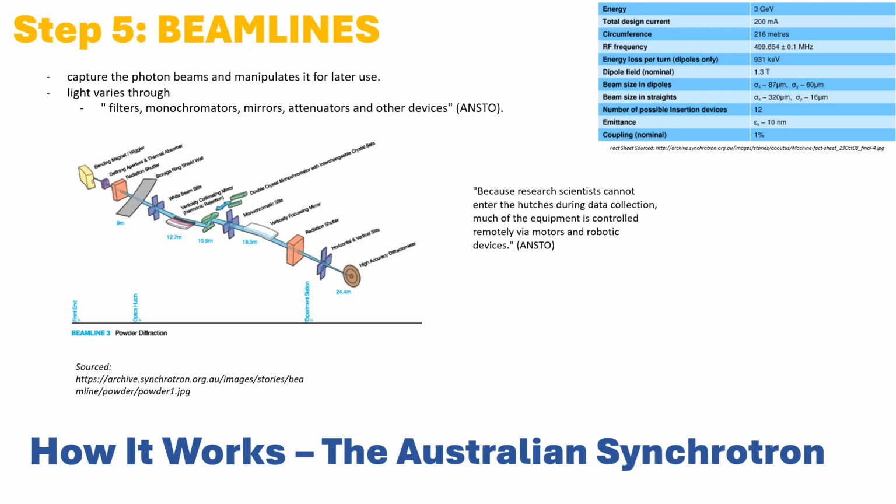Finally, the synchrotron has end stations, which are experimental workstations that use the synchrotron light from the beamlines. They are contained in lead shielding to protect against the penetration of synchrotron light affecting users outside the workstation. The synchrotron light is used to gather a form of quantitative or qualitative data through images, chemical or emission spectra, and scattered light. Because research scientists cannot enter the hutches during data collection, much of the equipment is controlled remotely via motors and robotic devices.